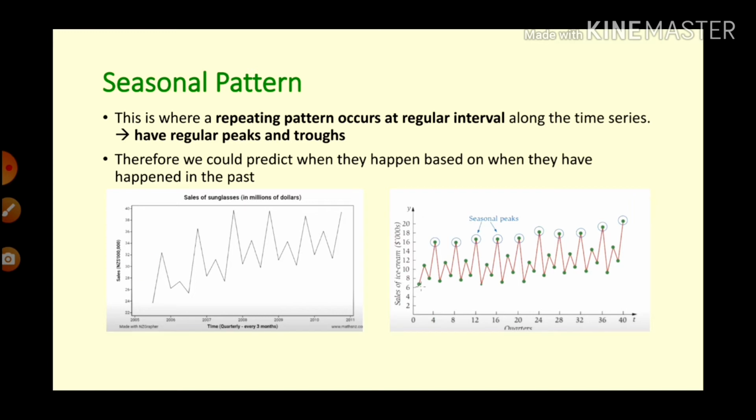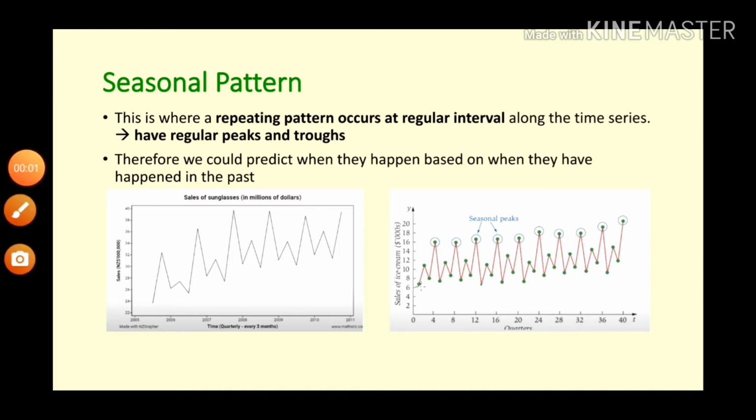Let's have a look at this one. 1, 2, 3, 4. 1, 2, 3, 4. 1, 2, 3, 4. What do you notice? Yep, every time it's 1, it was a peak over the 3 years. Every time 4 was a trough, the minimum value of that year.